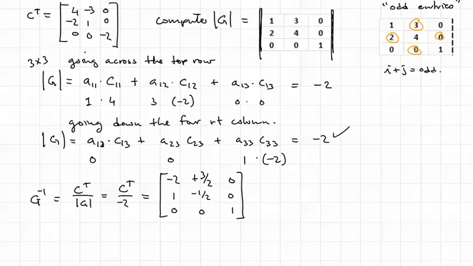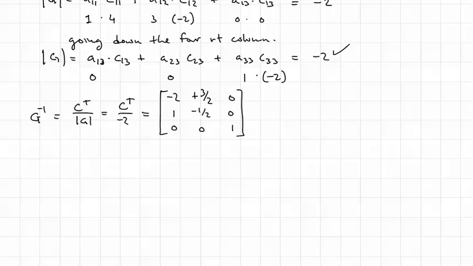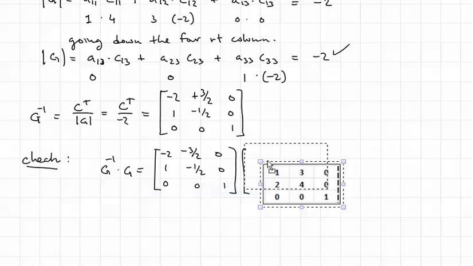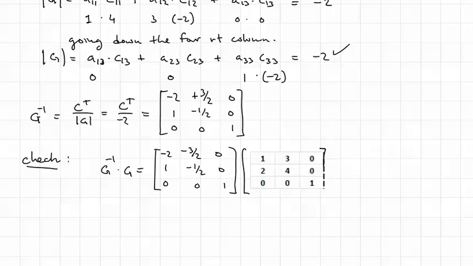Now we need to check if this is indeed the inverse. Okay, check. So we can do G times G inverse, or G inverse times G, and minus 2, 3 halves, 0, 1, minus 1 half, 0, 0, 0, 1, times our G. Okay, so we've got a number of calculations here.